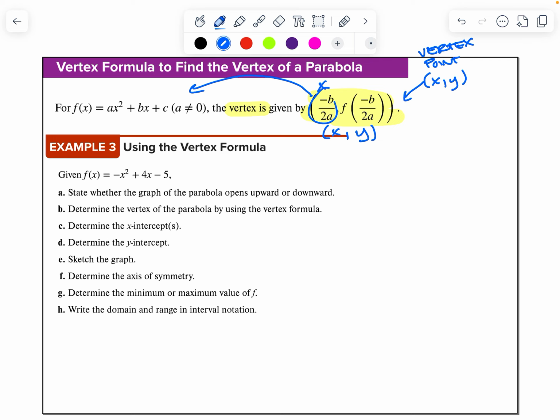So what we could do here to find the vertex, all right, state whether it opens upward or downward. Our first coefficient is negative, and so it's going to be opening downward. Find the vertex, that would be negative b over 2a.